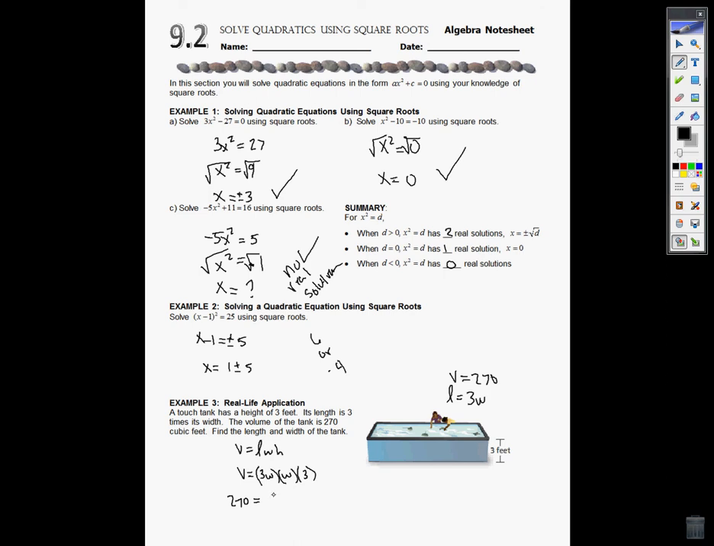So what this is going to come out to is 9w squared. When I combine everything, 3 times 3 is 9, w times w is w squared. And now I have a square root problem, where all I have to do is simplify and find my solutions. I'm going to divide by 9 on both sides, which gets me 30 equals w squared, and then take the square root, and I get the positive or negative square root of 30 equals the width. And what was it that I wanted? I wanted length and the width. So if I have the width, I know the length is going to just be 3 times that. So I have both of my answers.